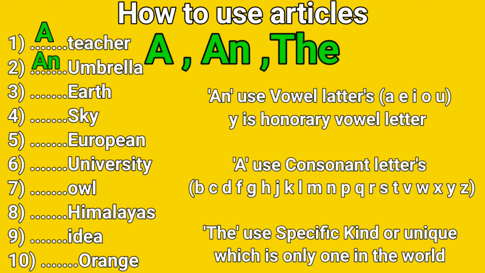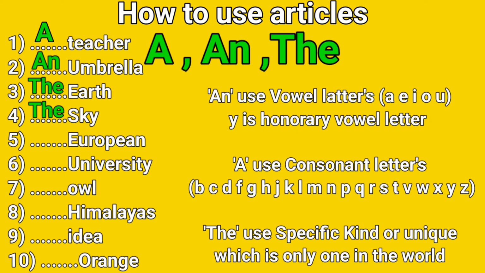Question number 3: blank earth. The starting letter is e, and e is a vowel letter, but the earth is only one in the world, so this is a specific kind, so use the earth. Question number 4: blank sky. The sky is also a specific kind, or unique in the world, so the sky.